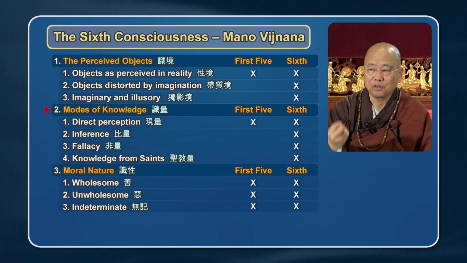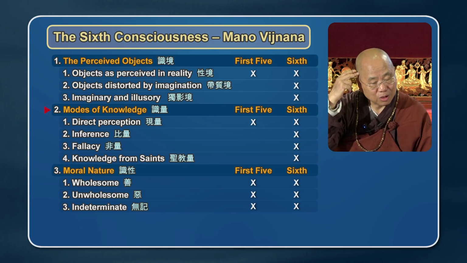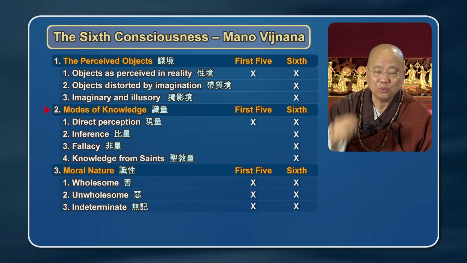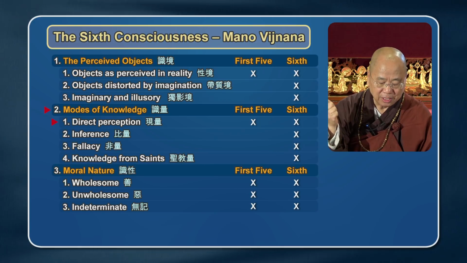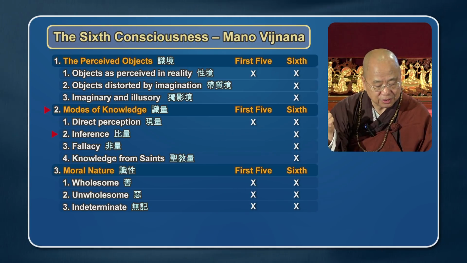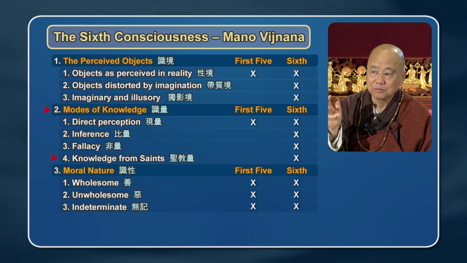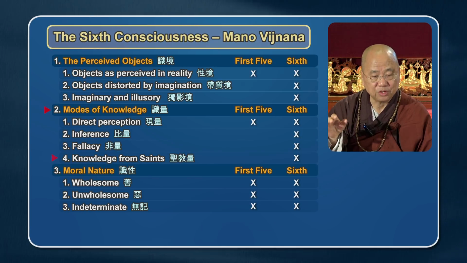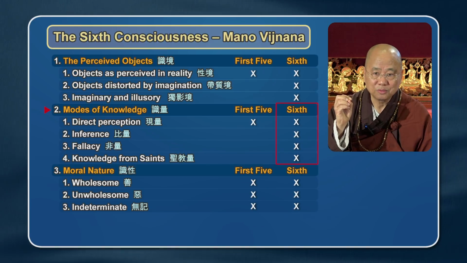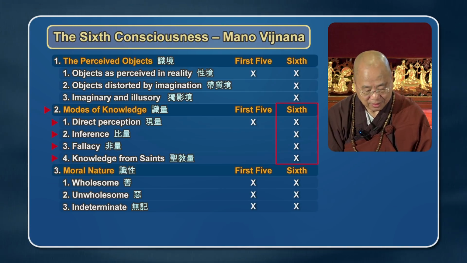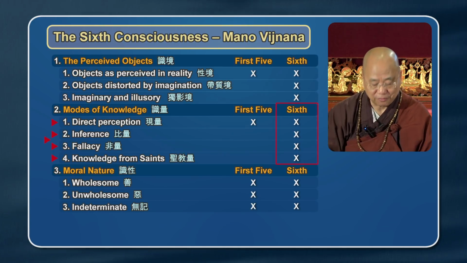So as far as the modes of knowledge, how does each consciousness get to know things? How does our consciousness get to understand, get to know? Through 4 methods. The first one is direct perception. The second one is inference. The third one is fallacy. The fourth one is knowledge from saints or from trustworthy sources. The 6th consciousness, the mano consciousness, knows by the 4 methods: direct perception, inference, fallacy, and knowledge from saints. We have already touched on that.